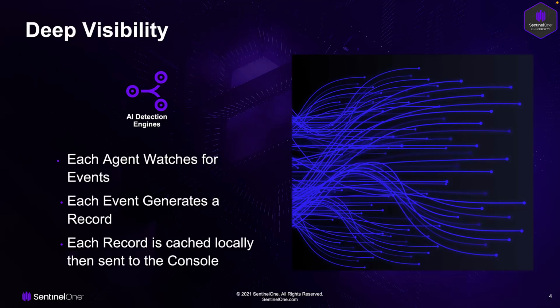Deep visibility itself does not make any determination about whether the events are benign, malicious, suspicious, or anything. It doesn't know. It doesn't care. It's simply gathering the information and sending it to a centralized location and leaving the decisions on what it means up to the analyst.